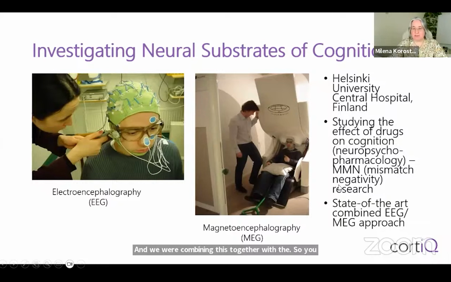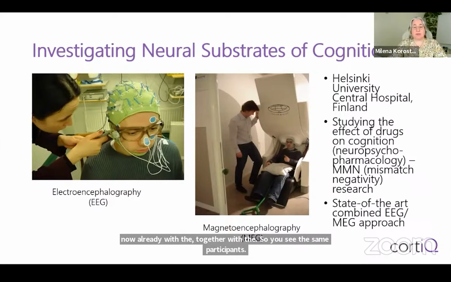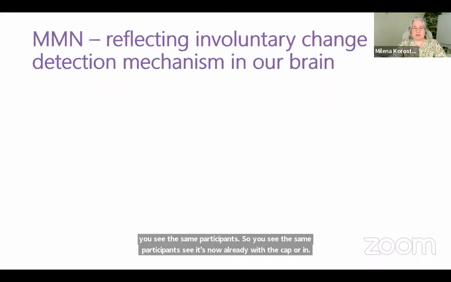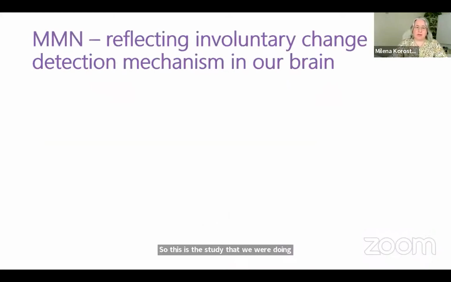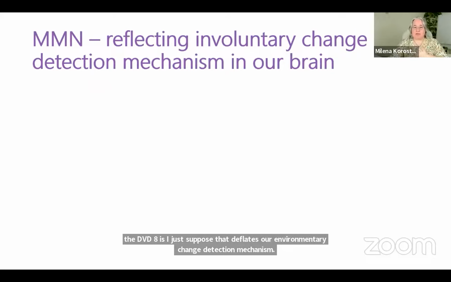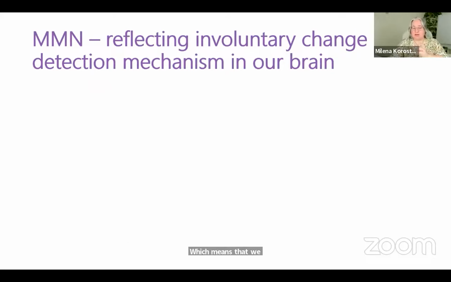So you see the same participant sits now already with the cap in the MEG room. So this is the study that we were doing. And mismatch negativity is a response that reflects our involuntary change detection mechanism, which means that we can detect any changes in the environment, and we can test how our brain detects this change.